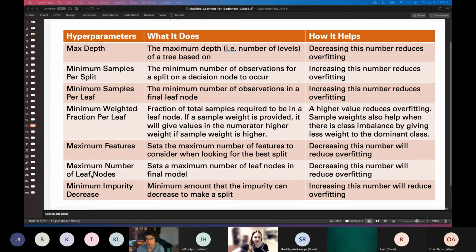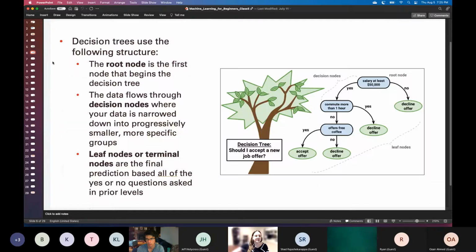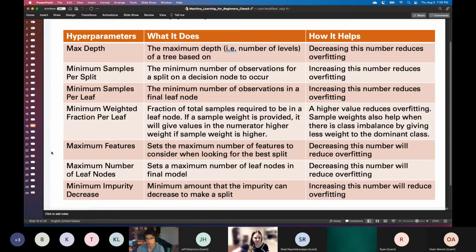Maximum number of leaf nodes. So I'm just going to come back to my example. These terminal nodes or leaf nodes, you'll hear them have a lot of different names. Basically, in this case, it can't have more than a certain number. In this case, there are 4. So if I set the maximum number of leaf nodes at 3, it would have stopped up here, because it has 4 here. So that's what that means.